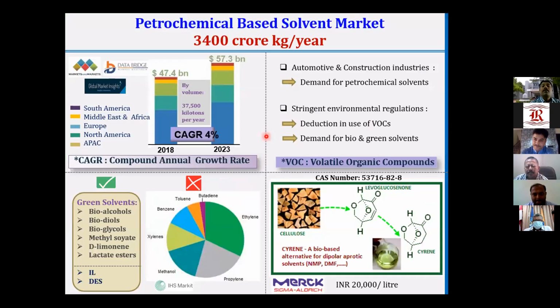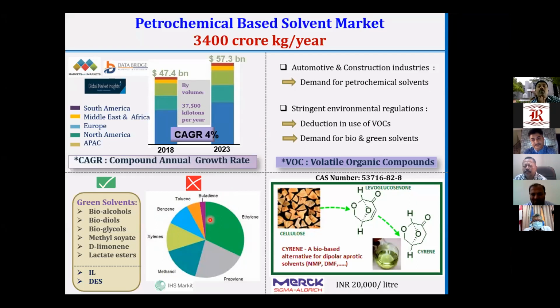If you look at the petrochemical-based solvent market, it is growing 4% annually and is around a $57 billion market. By volume, it is about 37,500 kilotons of solvents per year. This might be ethylene, propylene, methanol, xylene, benzene, toluene, or other petrochemical-based solvents. There is high demand in at least three sectors: automotive, construction, and energy. These three sectors are the key to the large use of petrochemical solvents.